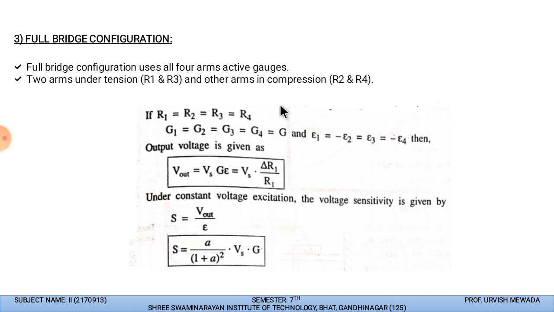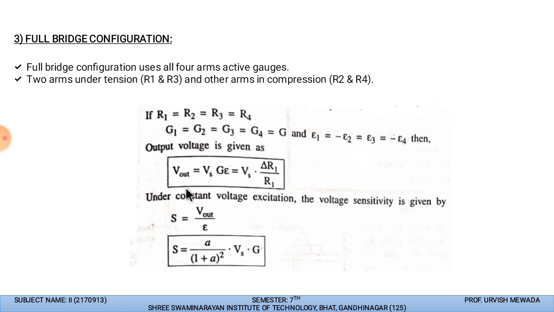Now the full bridge configuration. This is the third configuration that we can use for the bridge circuit, the Wheatstone bridge circuit. The full bridge configuration uses all four arms as active gauges, two arms under tension and two arms under compression. Say R1 and R3 are in tension mode, and R2 and R4 are in compression mode. So R1 is equal to R2 is equal to R3 is equal to R4. The gauge factors of all the resistances, G1, G2, G3 and G4, are equal to G, and epsilon 1 is equal to minus epsilon 2 is equal to epsilon 3 is equal to minus epsilon 4.